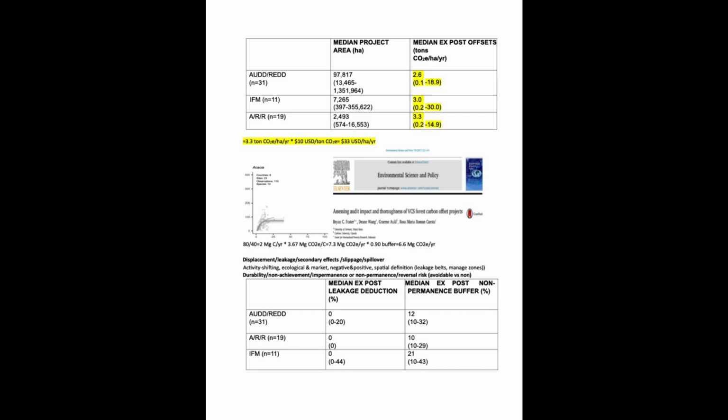This table also shows some of the quantitative results of my research. Note that avoided deforestation projects are an order of magnitude larger in terms of hectares than other project types, followed by IFM and then ARR. In terms of offset quantities, the ranking is reversed, with ARR first and avoided deforestation last. However, all project types, despite wide ranges, had surprisingly similar verified offset medians around 3 tons of CO2e per hectare per year. This is not a lot of income with carbon offset prices of $10 US.